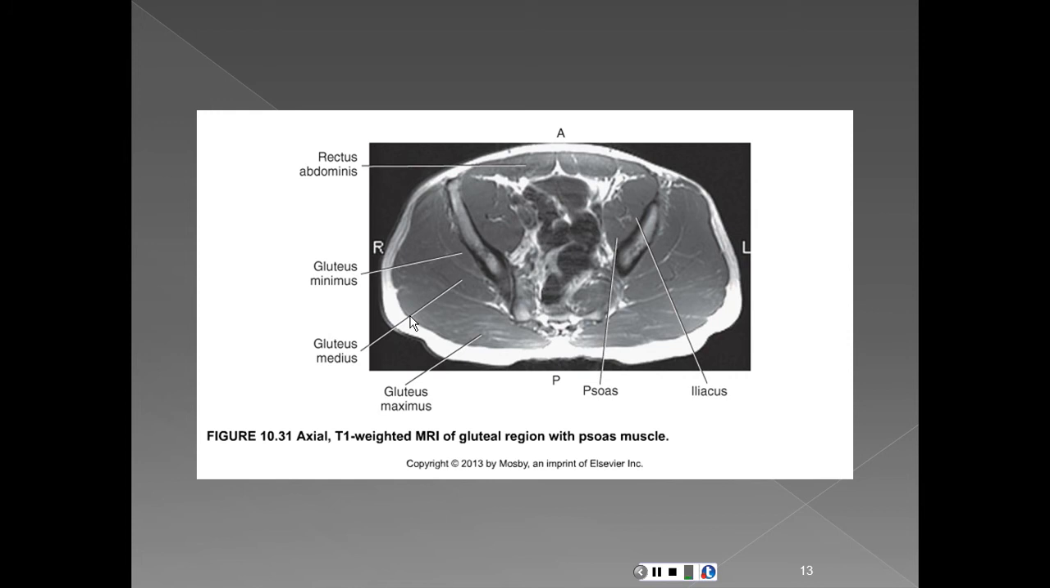So figure 1031, I'm on page 669. T1 weighted MRI of the gluteal region, and right here we can see a very good shot of the gluteus maximus, the gluteus medius, and the gluteus minimus. We can easily identify the borders. If we even come over here, we know the gluteus minimus is right there, gluteus medius and gluteus maximus right there. You have the psoas muscle, and you have the iliacus muscle. There you go. Psoas muscle meets up with the iliacus muscle to form the perfect iliopsoas muscle.